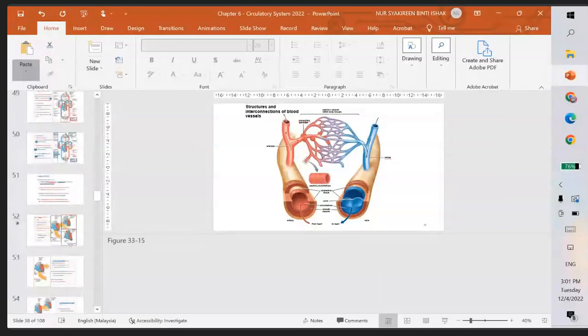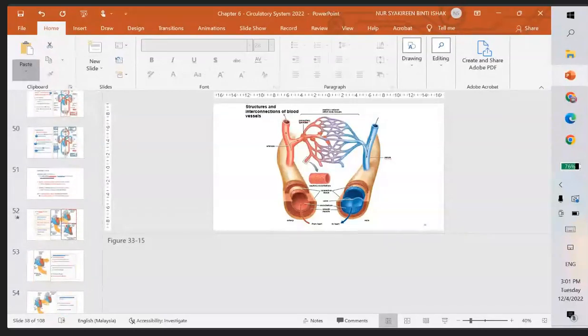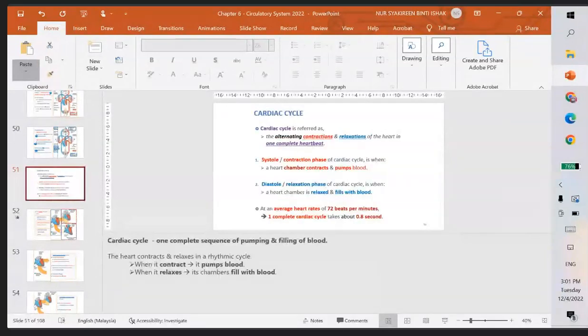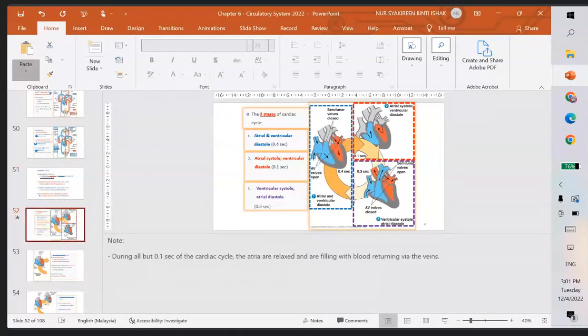During the last lecture, we looked up until the cardiac cycle, where you have to know what the cardiac cycle is and what the phases of the cardiac cycle are. You have the systole and also the diastole, and you also have to know that the average heart rate is 72 beats per minute. So for a complete cardiac cycle, it will take about 0.8 second, which is divided into two stages.